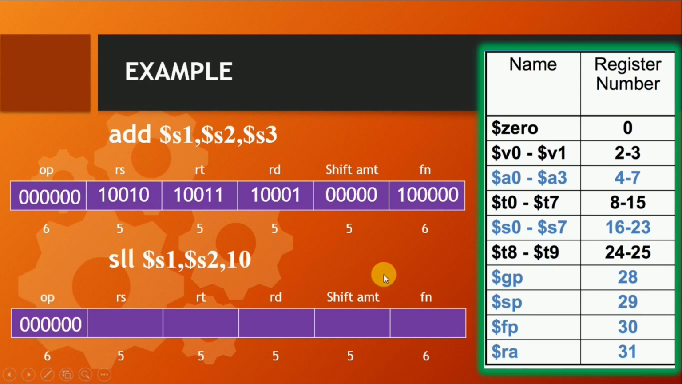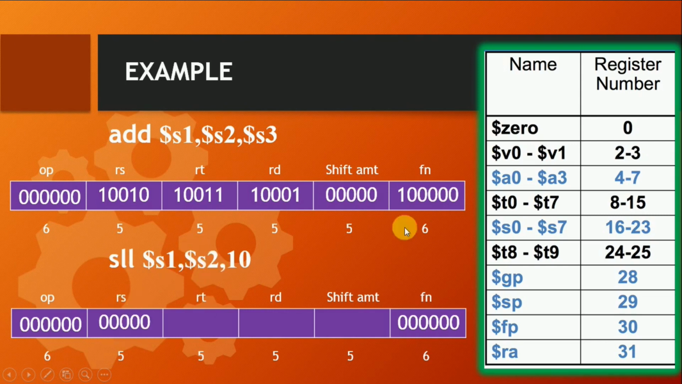So considering the second example, since it is an R-type instruction, the opcode is 0, and we have already referred to the function sheet. In that we have found SLL having the function value 0. So I am going to fill zeros here. Now here S2 is my first source register RT. I don't have any RS here, and S1 is my destination register RD.